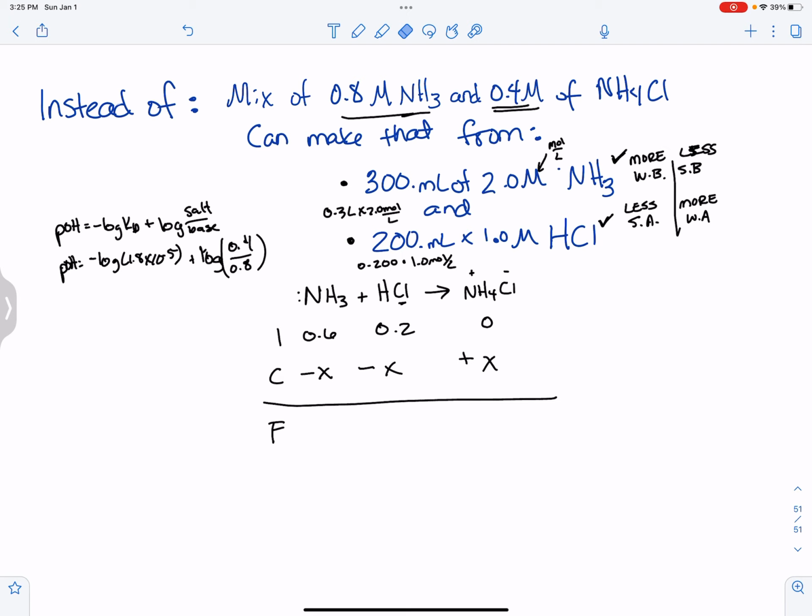So what I'm going to do is I'm just going to use that other method where I subtract out 0.2, 0.2, and I add 0.2. So that's going to tell me that I have 0.4 and I have 0.2 and I don't have any of this left, which is good.